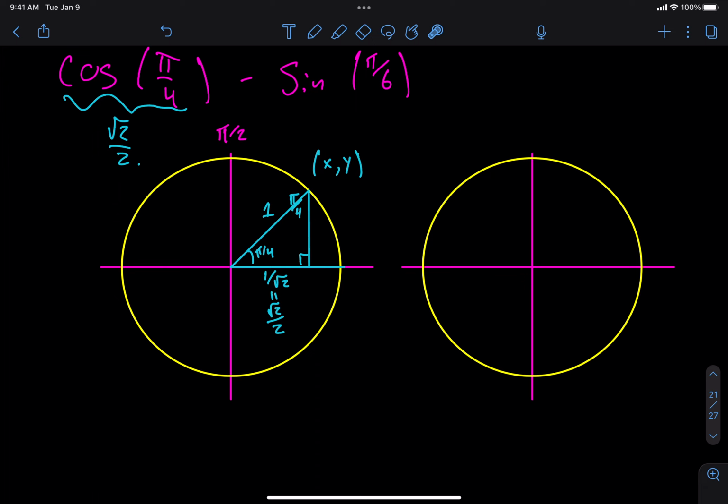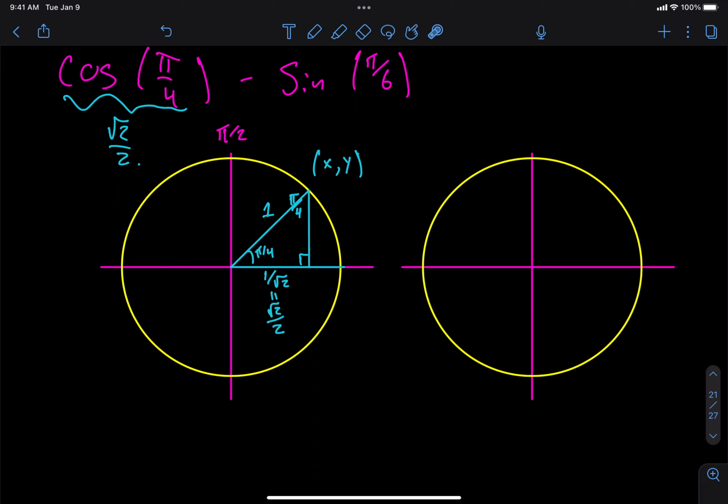Okay, so yeah, like we said, we put the angle inside. That angle points at a point. And that point has coordinates. And the x-coordinate is the output of the cosine function when the input is the angle which points at that point, whose x-coordinate is that x-coordinate. Okay?